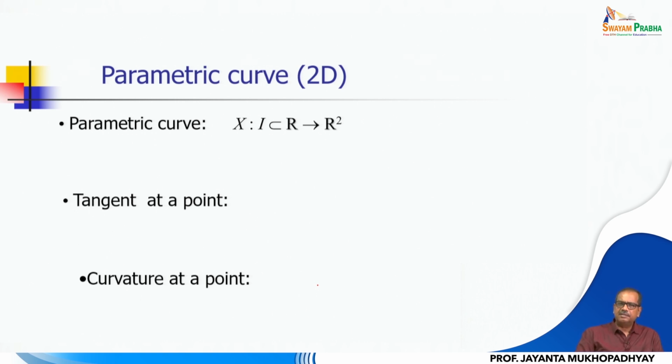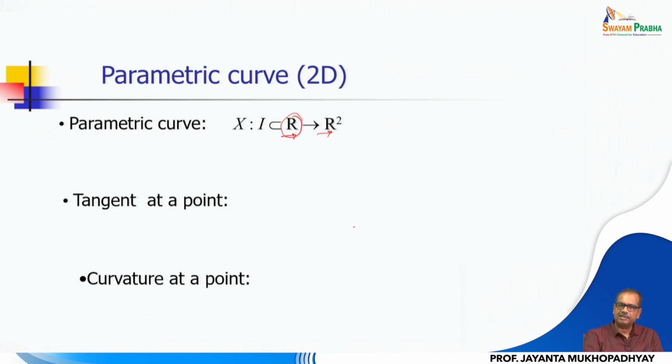Now let us go through some fundamentals or basic concepts of differential geometry involving parametric curves and parametric surfaces. When we talk about a parametric curve, we can denote it as a function, as you can see. In this case, it is basically a mapping from the real space to a 2-dimensional real space. So by a single parameter, you are denoting a 2D parametric curve we are discussing.